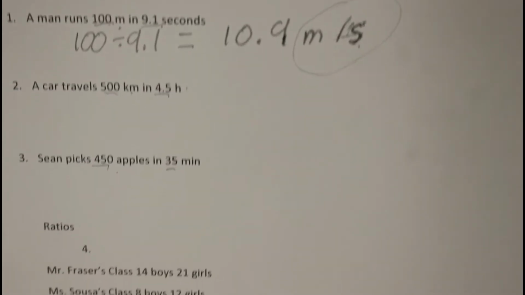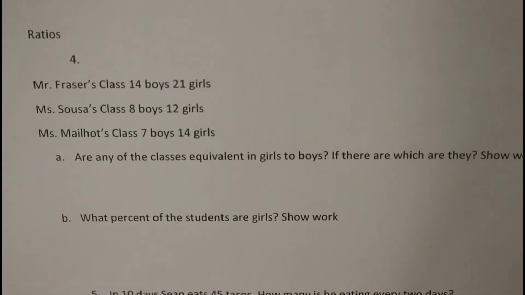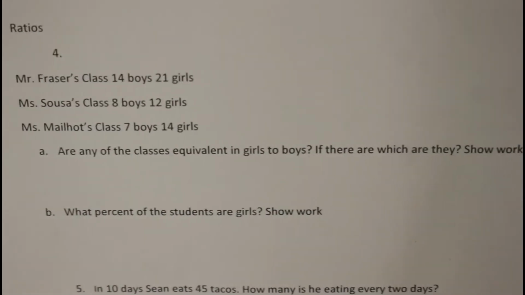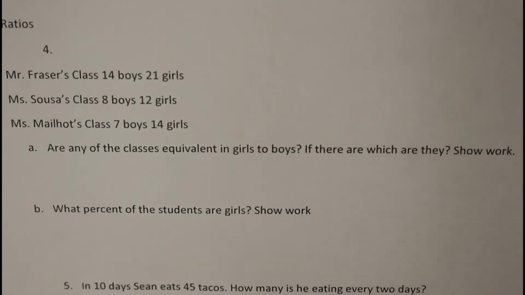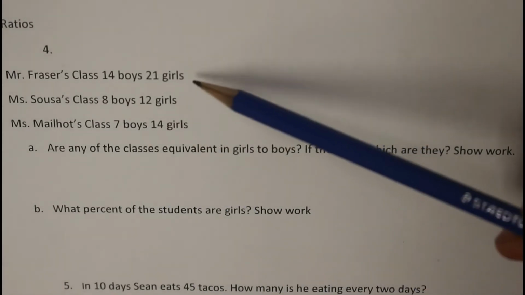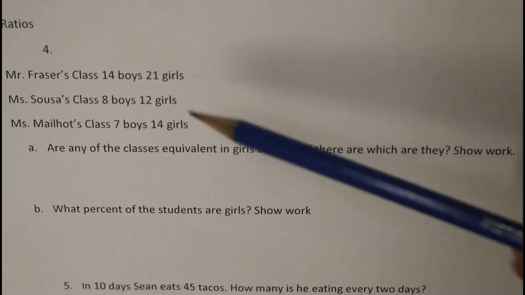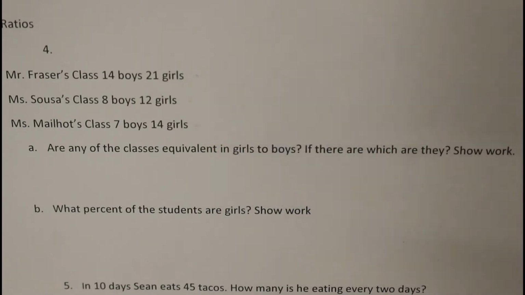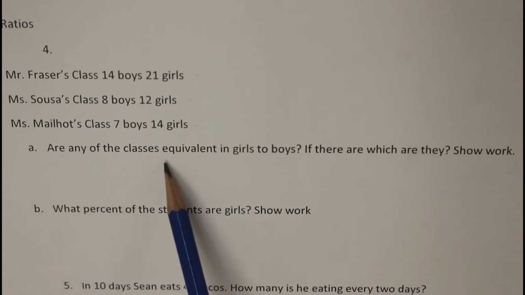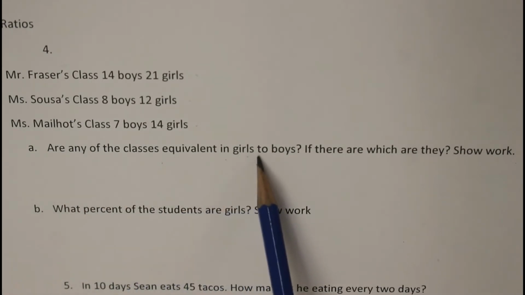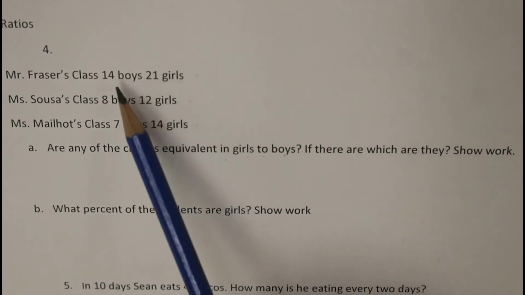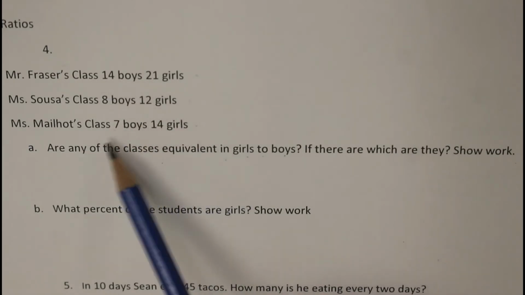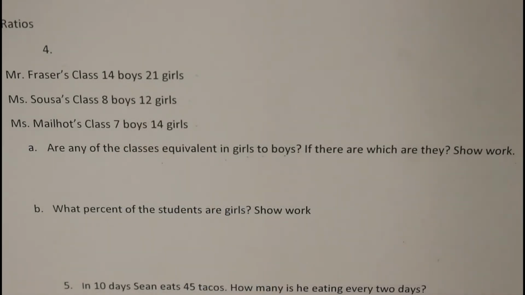Okay, this next section: ratios. This is a question we've looked at before. We have a bunch of data, so we have how many boys and girls are in Mr. Fraser's class, Ms. Sousa's, and then Mayotte's class. So are any of these classes equivalent in girls to boys? That means if we turn these into fractions and put them into lowest terms, will they line up at all?